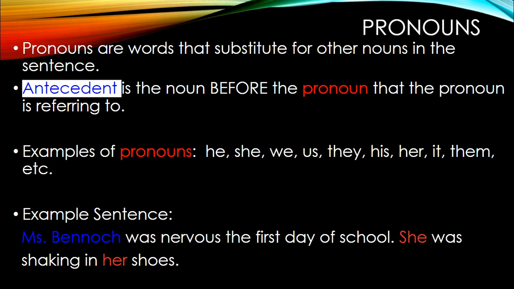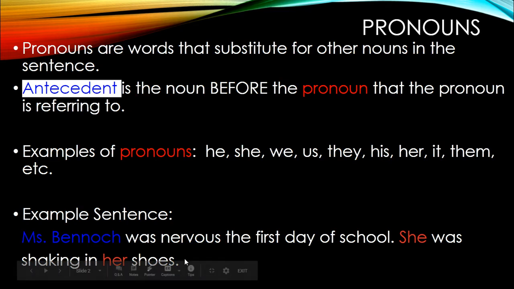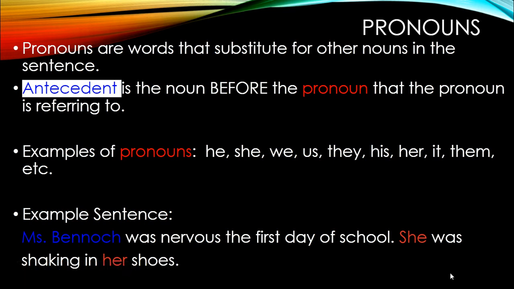So if we look at our example sentence, Mrs. Bennick was nervous the first day of school. She was shaking in her shoes. So Mrs. Bennick is my antecedent, and the pronoun she is referring to Mrs. Bennick. So my antecedent is the noun preceding the pronoun. She and her are pronouns for Mrs. Bennick.